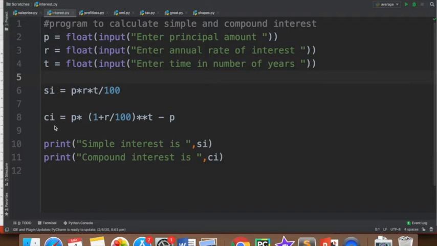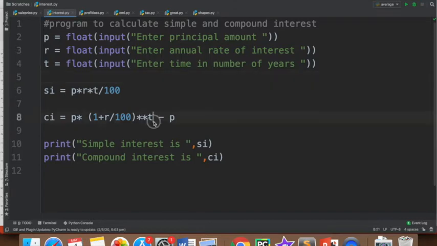Similar way, when I have to find the compound interest, the formula for that is P into (1 plus R upon 100) raised to the power of the time. So this is actually the formula for the amount, not for the interest. That's why we have to calculate this much first, and then I have to subtract the principal amount from that so that I could get only the interest part.